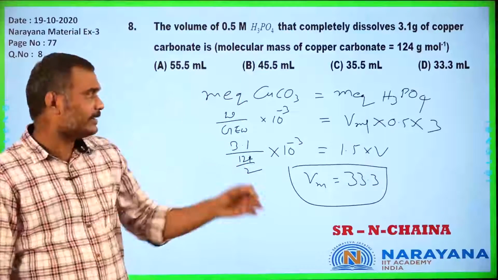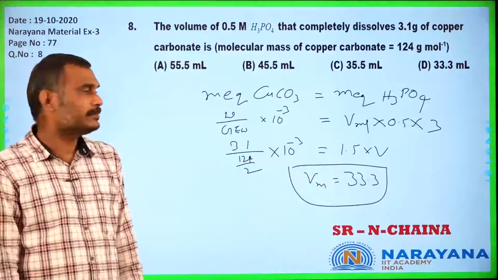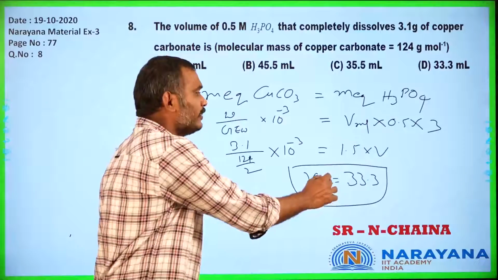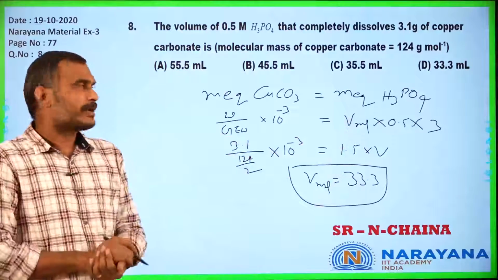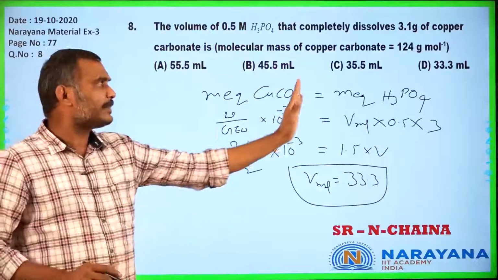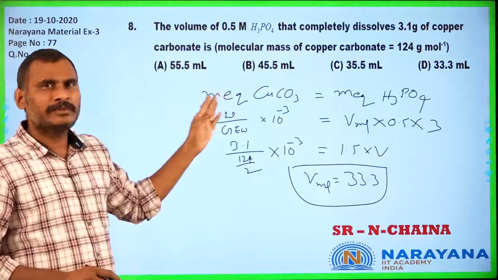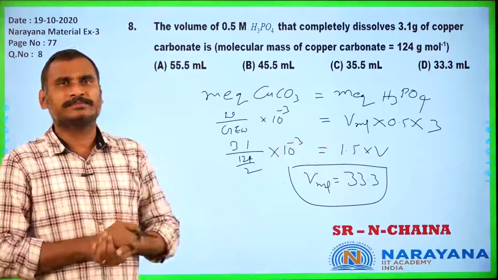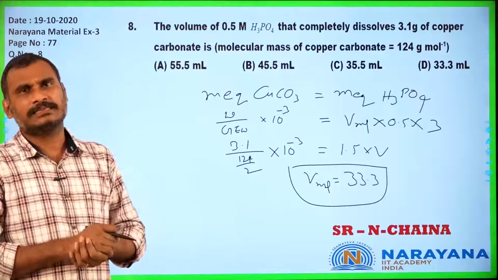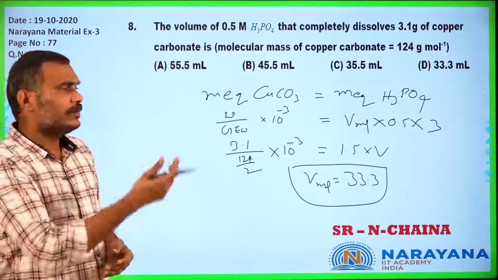This is the volume of H3PO4 required. Simply, milli equivalents of copper carbonate equal milli equivalents of H3PO4. Milli equivalents is nothing but weight by gram equivalent weight into 10 power minus 3. That will be the milli equivalents. Got it now? Now we'll go for the next question.